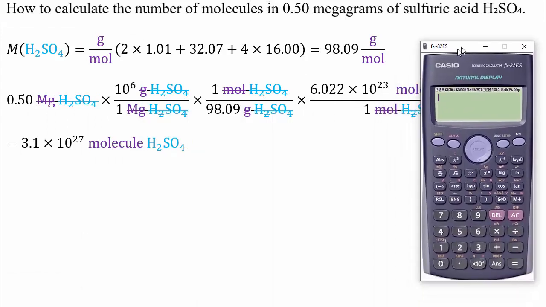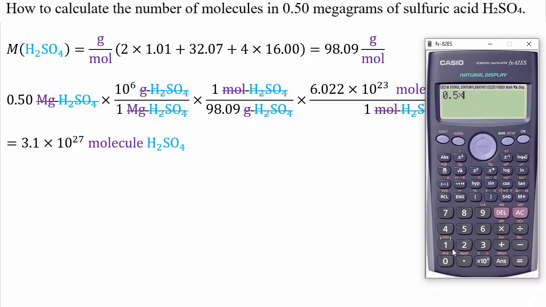Now we solve the arithmetic: 0.5 times 10 to the 6 times 6.022 times 10 to the 23 divided by 98.09. The result is 3.06 times 10 to the 27, which we round to two significant figures, that is, 3.1 times 10 to the 27.